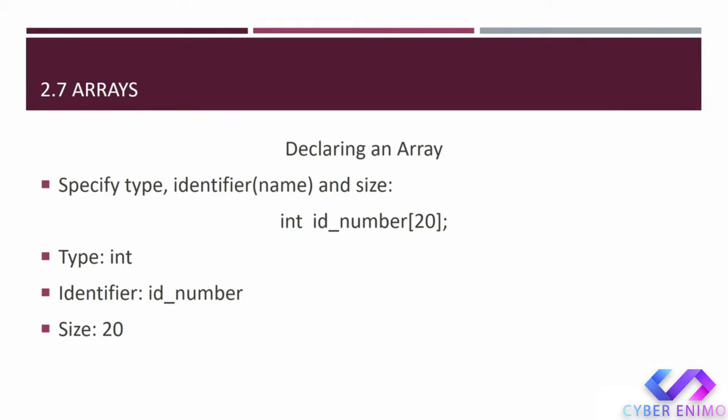To declare an array, we need to specify the type of that array, give it a name or an identifier, and specify the size. For example, if we want to create 20 variables that have the name ID number, we would say int, specifying the type, then the name or identifier, ID underscore number, and then we give it a size in between square brackets. So in this case, 20.